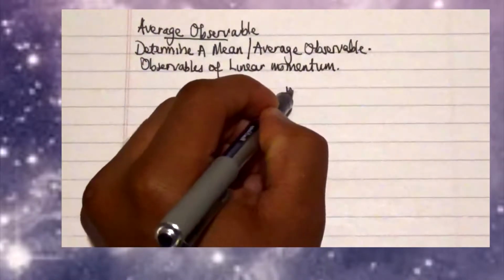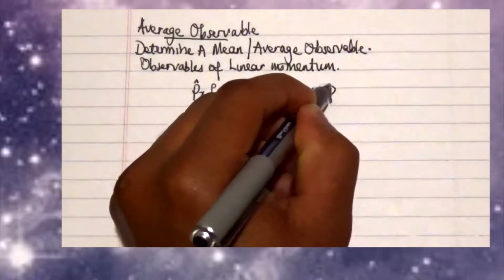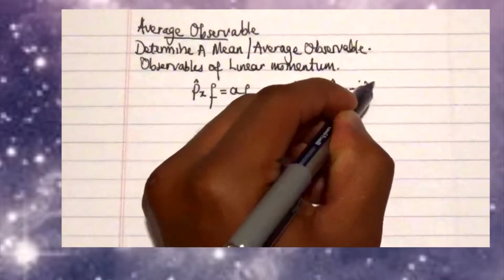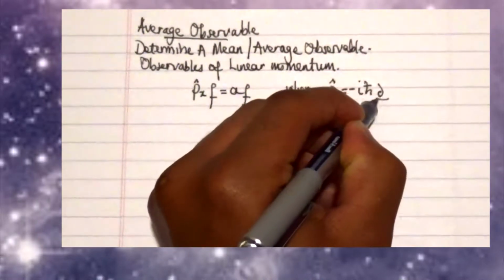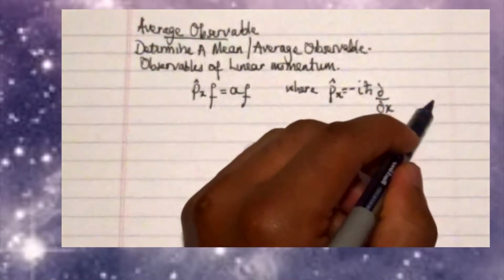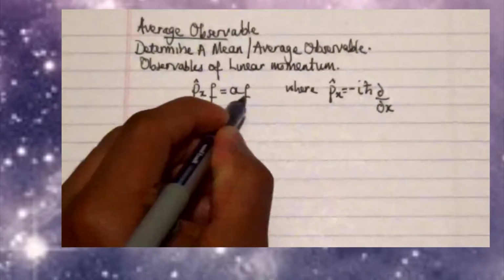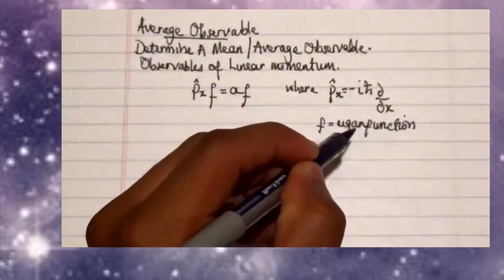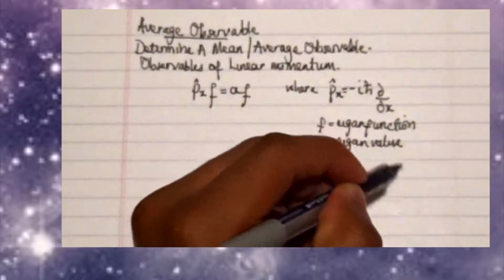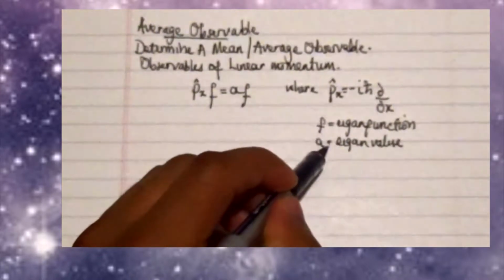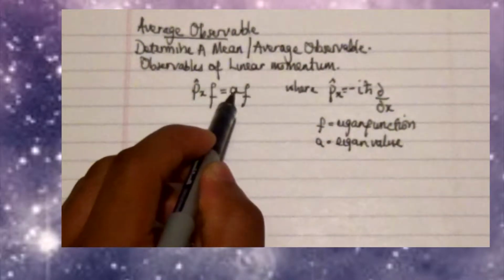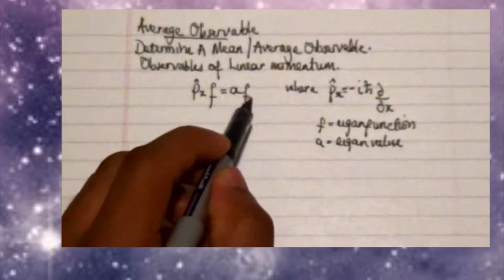Now, our operator in here is actually equal to negative i h bar multiplied by our partial derivative with respect to x. Now, the operator will be applied to the eigenfunction, which is represented as f, in order to produce an eigenvalue, which is represented as a, that is observed during the measurement. So once you apply our operator to our eigenfunction, we get our eigenvalue that is observed during a measurement.